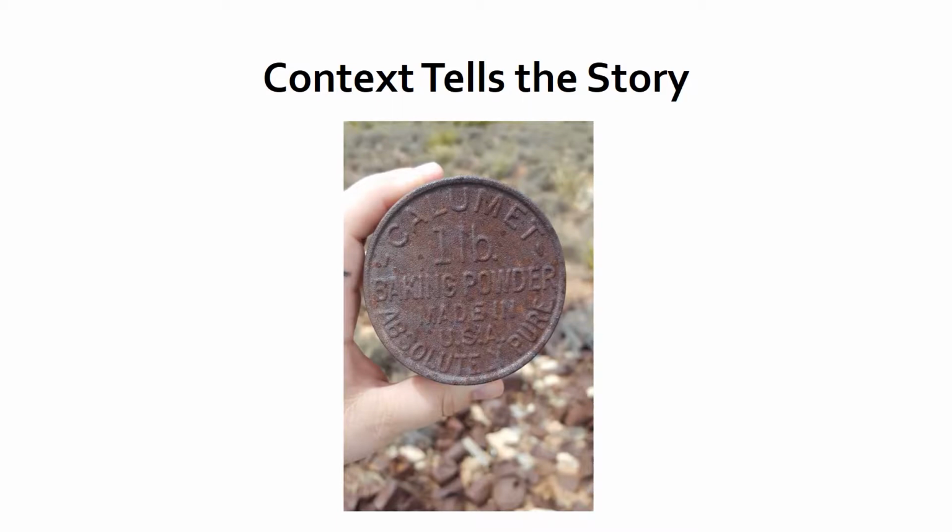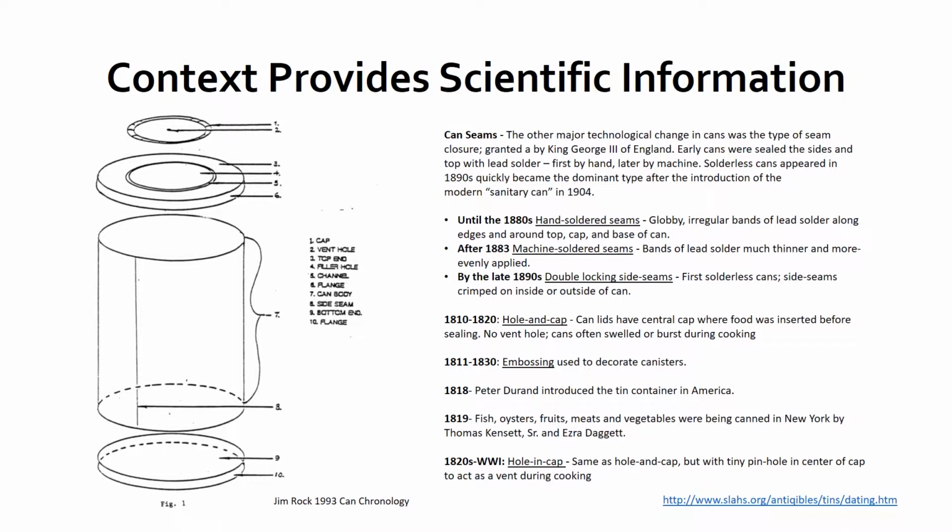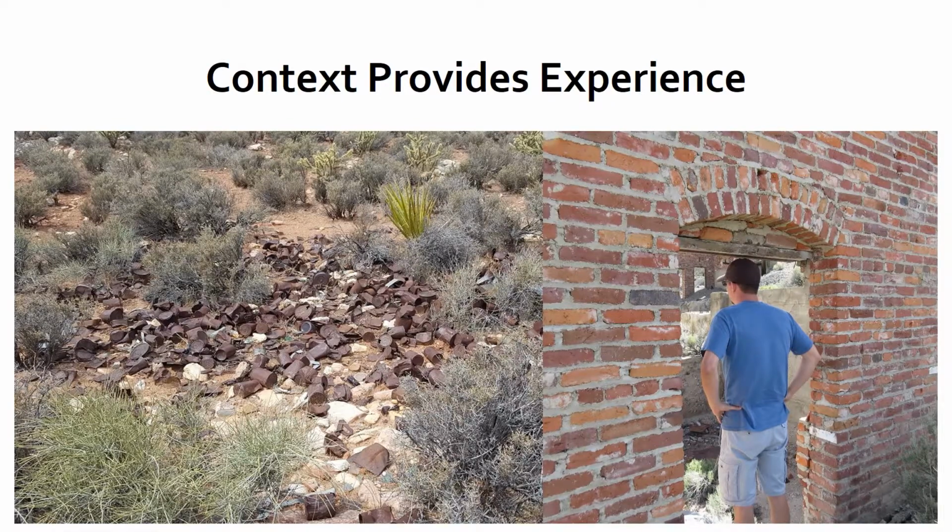Now, this historic can works the same way as the arrowhead or projectile point in that its location tells the story. By looking at the can, we can see not only what was in it and when it was manufactured, and then where it was located helps us understand who was there, what kinds of foods they were eating, and their daily habits. And just like the projectile point, when you visit a historic site and you see tin cans, it provides an experience and helps the visitor piece together what life may have been like in the past.